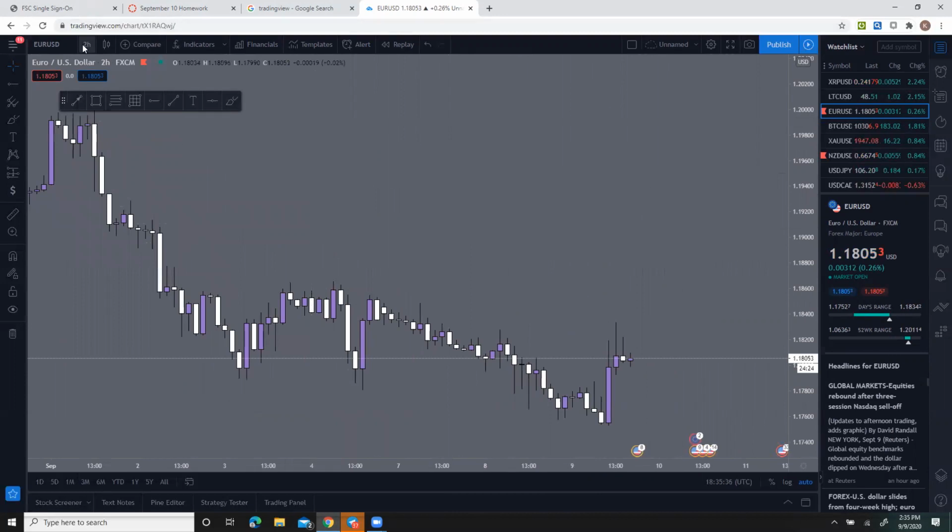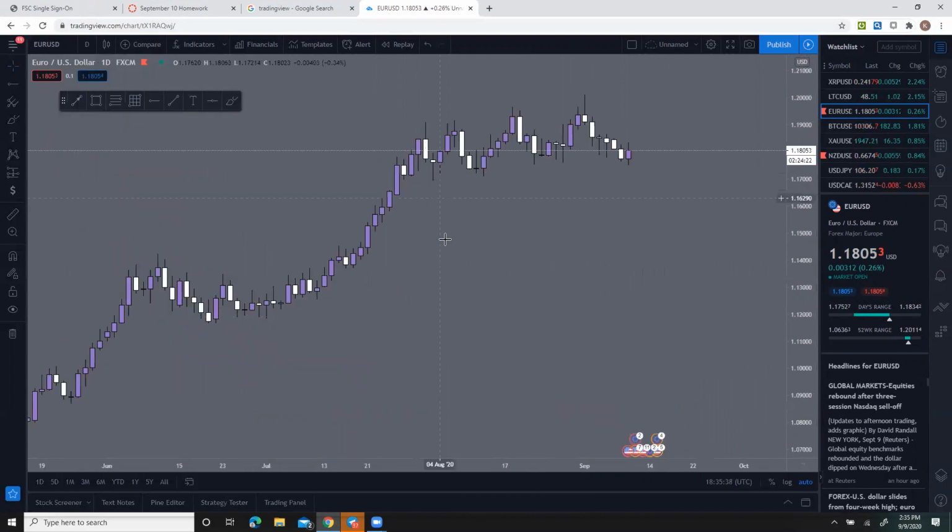All right, so EU, what you want to do is start with the higher time frame. What's the overall directional bias?